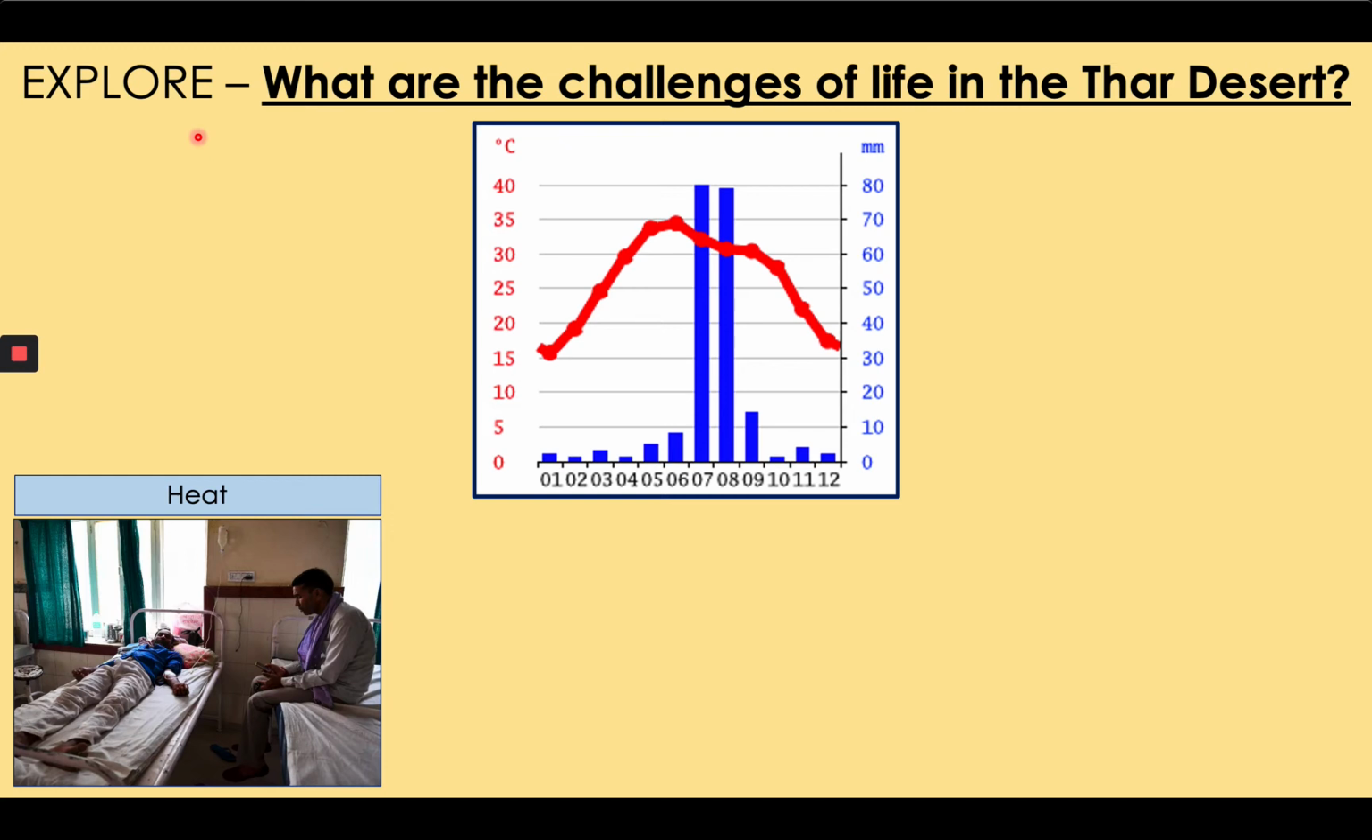He was taken quickly to the local hospital, and here he's being treated with IV fluids and kept in a cool room to recover. He was lucky, he survived the day and he recovered, but many in the Thar Desert are not so lucky. The intense heat of the desert makes physical labour very difficult, and as a result, the productivity of things like construction jobs and manual labour is much lower, meaning that incomes are lower as a result.